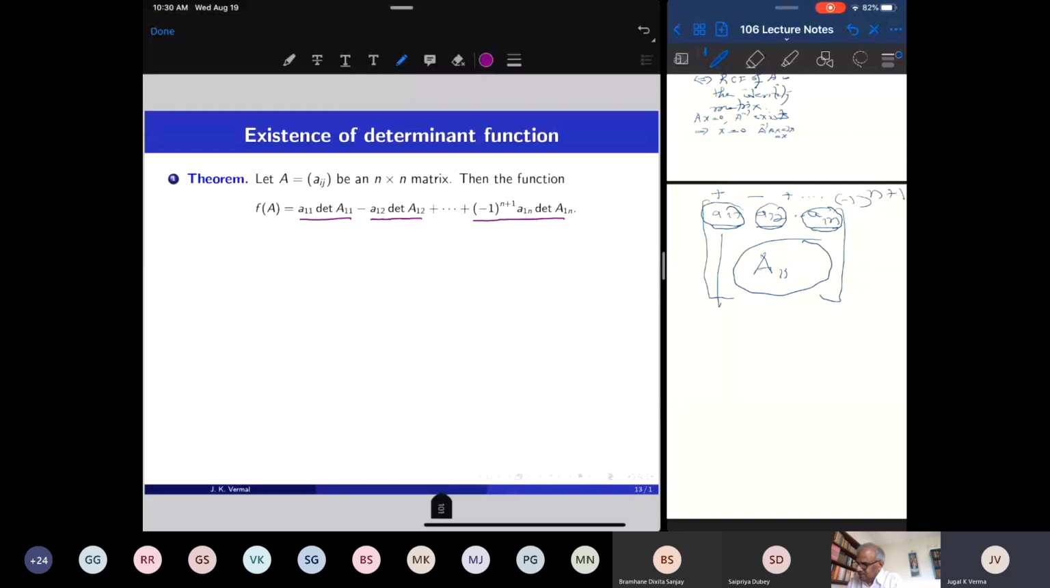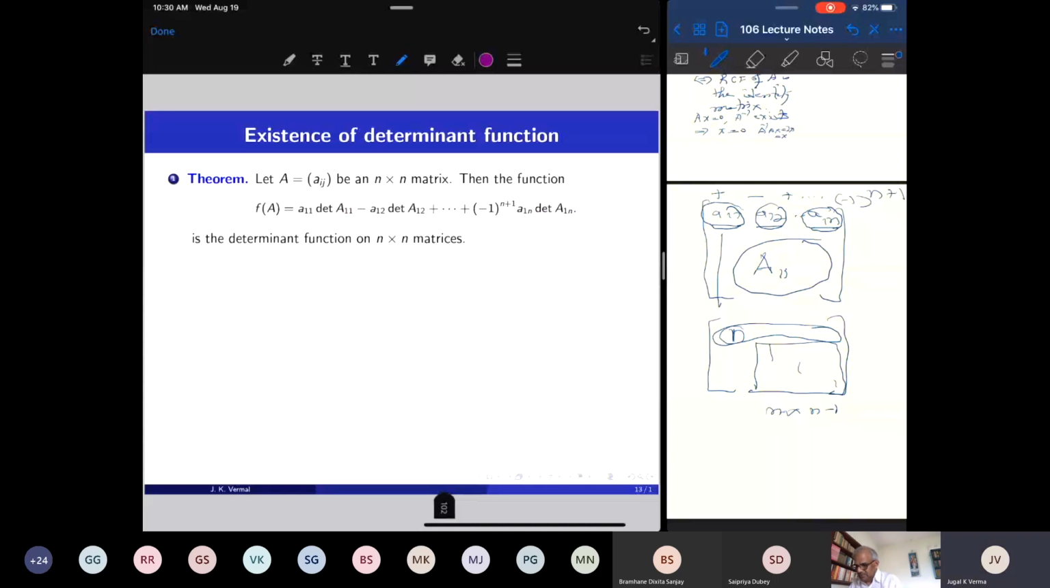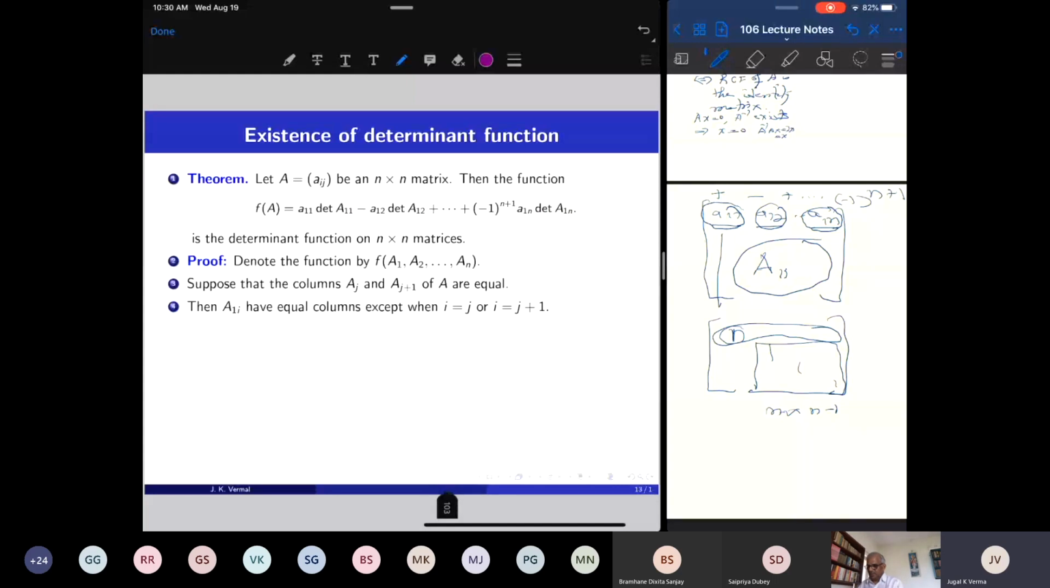The value on the identity matrix being 1 is quite easy. If I take the identity matrix, we are expanding by the first row. Only 1 is the non-zero entry, so the other terms will not contribute. I will just get 1 times the determinant of the n-1 by n-1 identity matrix, which is 1 by induction. So f of the identity matrix is 1. That is clear. We have to prove the other two properties.